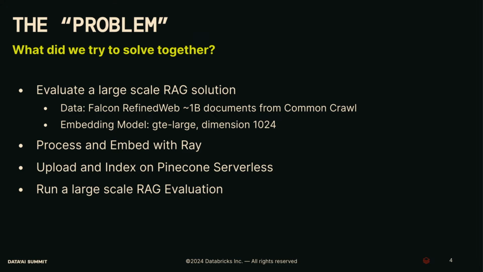So the problem: what did we try to solve together? We want to evaluate the quality of a RAG solution at large scale. The data we are using is really large scale, like Pinecone refined web, which has 1 billion documents from the Common Crawl, which is a public open source dataset. The embedding model we are choosing is GTE large, which is also a popular embedding model, which has a dimension of 1024. In the first step, we read the data, process it, and embed with Ray. After getting the embeddings, we do the batch uploading and indexing on Pinecone serverless. And then we run a large-scale RAG evaluation on top of the data.